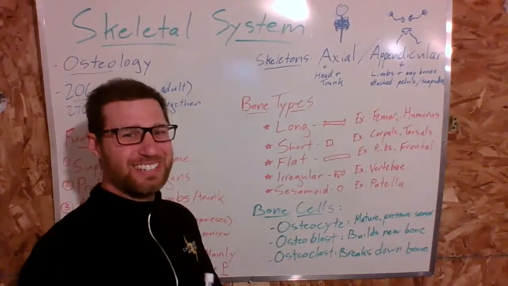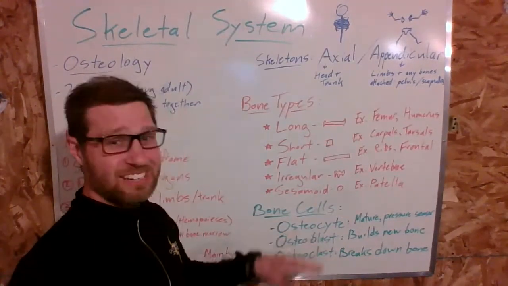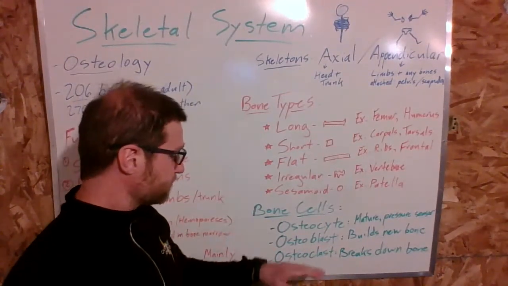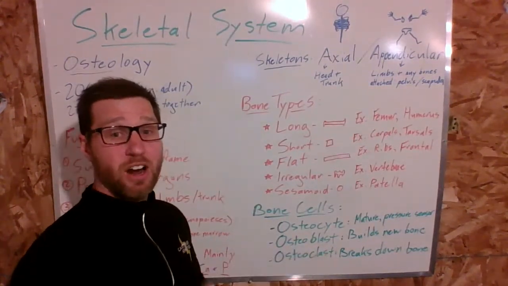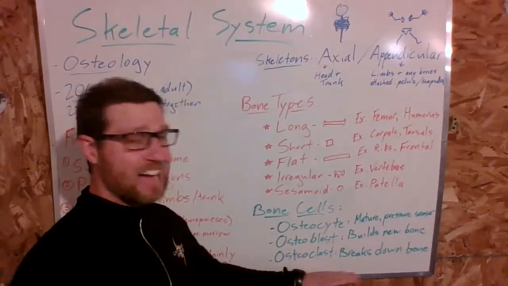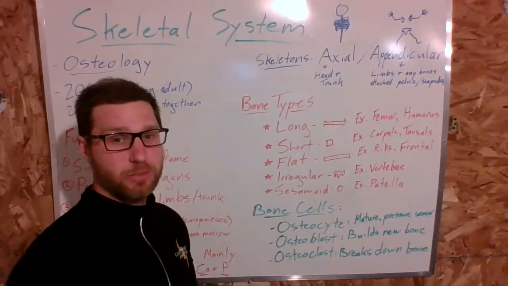Anyways, here's what you need to remember primarily. Osteocytes are mature bone cells, and they also sense pressure. Your osteoblasts are what create new bone material for your bones, and your osteoclasts break down bone material.